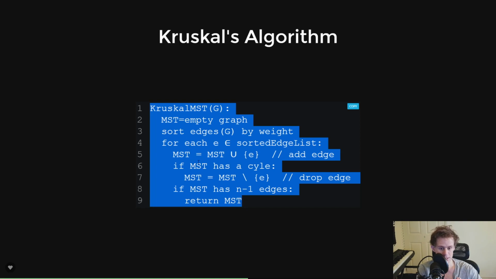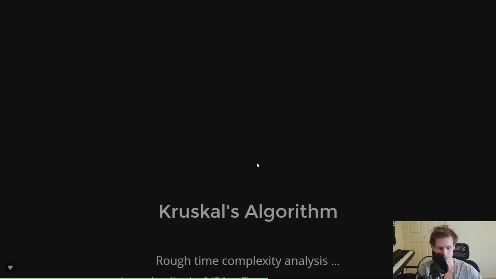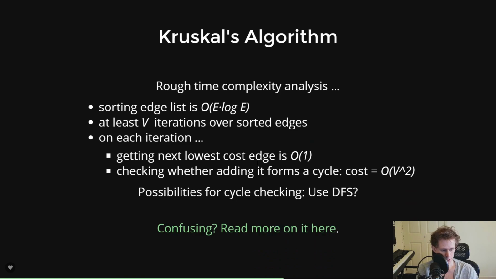Probably the only interesting thing here is that the process is to add an edge to the MST, then check if it has a cycle, or a cyle, as I have misspelled here, but it should be cycle. That's the process. Now, in terms of the complexity, people are asking, how do we do cycle checking? How expensive is this? This algorithm's time complexity is a really interesting topic.